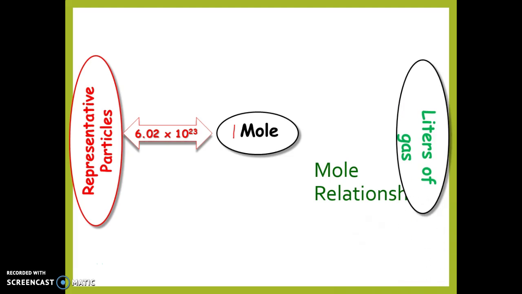The next relationship is going to be volume of gas, or liters of gas. I don't know why mole relationship is right there, but it's going to be overlapping for a minute. Okay? The relationship here between liters of gas and 1 mole is that there are 22.4 liters of gas at something that we call STP, standard temperature and pressure. That's 0 degrees Celsius and 1 atmosphere of pressure.